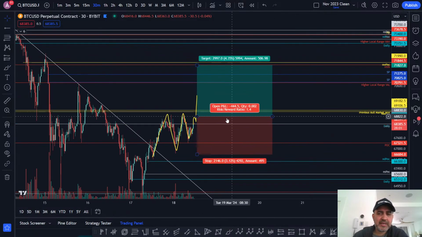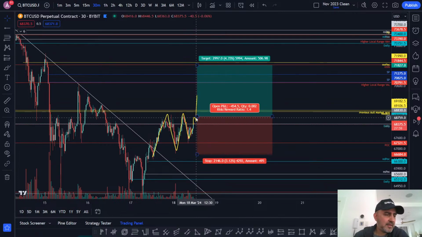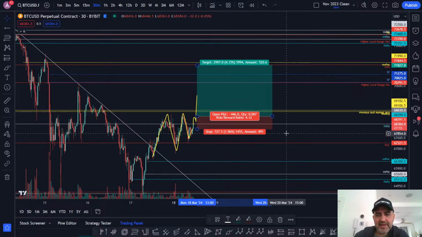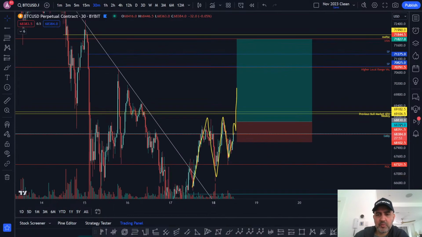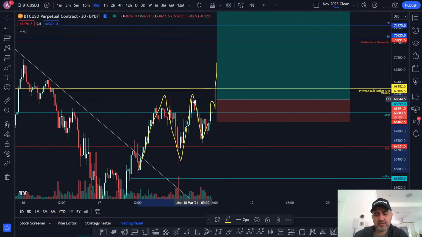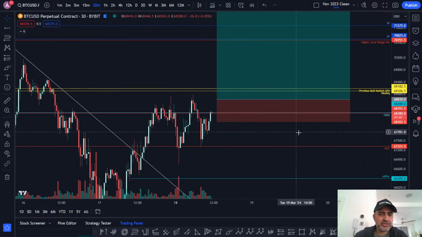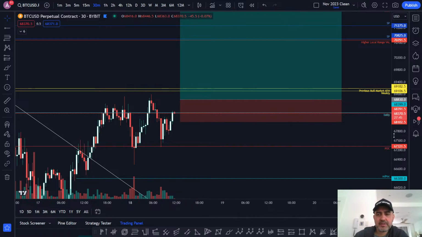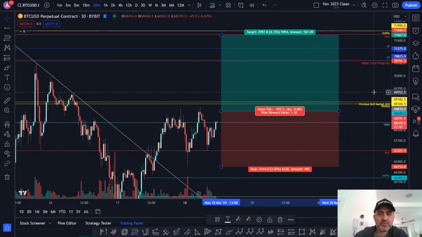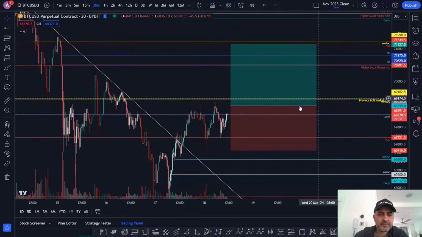So what we'd be looking to do is think about how to reduce the invalidation, which will increase the risk to reward, because we have an idea to go long, and now we just want to reduce our invalidation. That's what we want to do. Okay, this is a bit too wide. It doesn't make the trade worthwhile. It's a bit too wide.